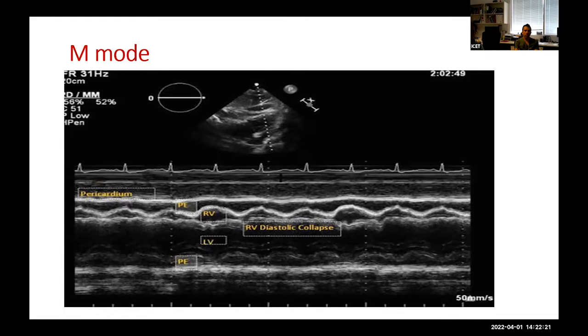If there's no right atrial or right ventricular chamber collapse, we can be more than 90% sure that there's no tamponade. But again, the caveat is unless you have pre-existing pulmonary hypertension or even severe left ventricular dysfunction.